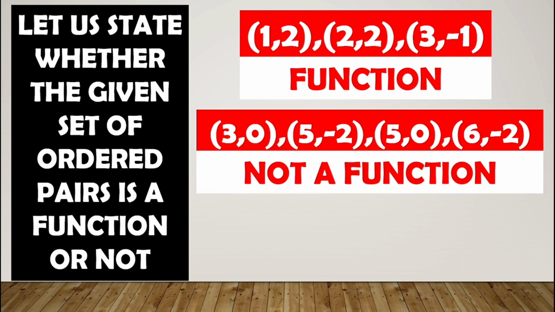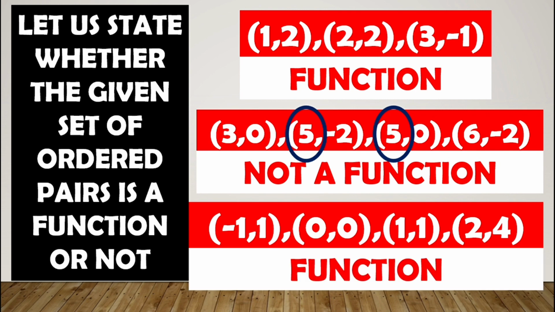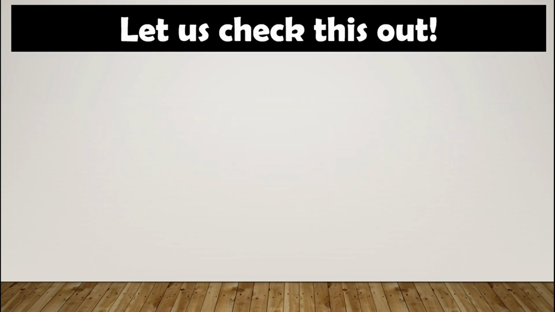It is not a function because 5 is an element of our domain that is repeated. Let's try this one. Negative 1, 1, 0, 0, 1, 1, 2, 4. From this set of ordered pairs, we can consider that this is a function. This time, let's check this out.